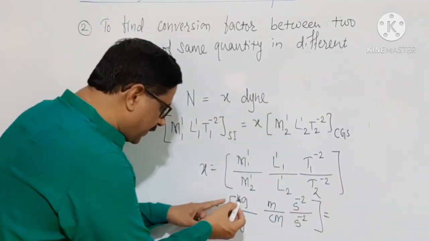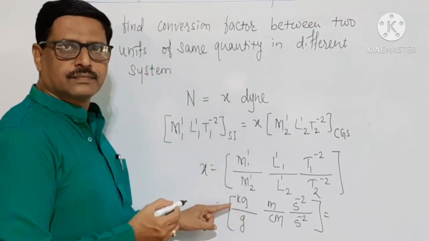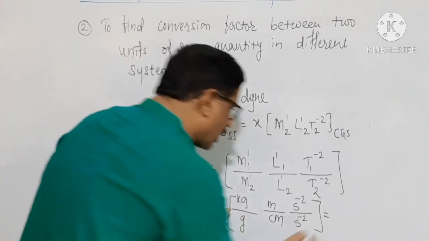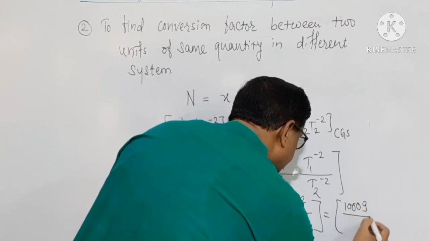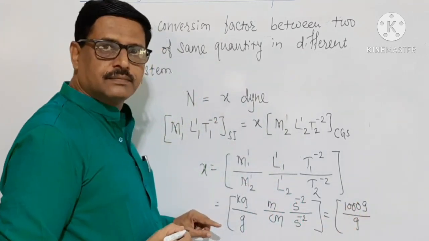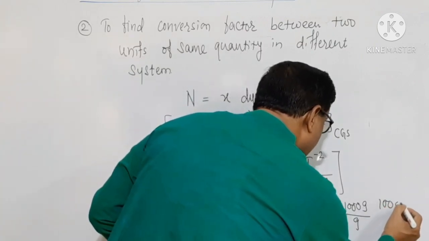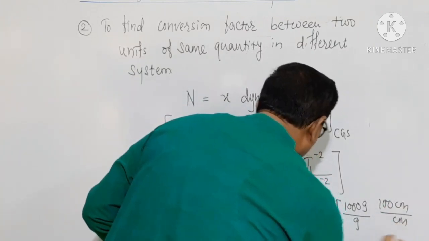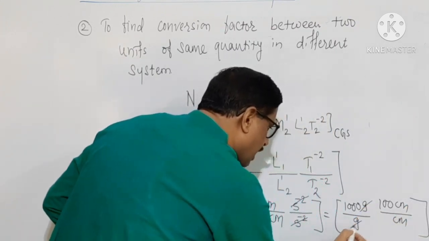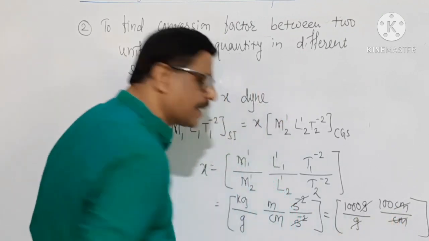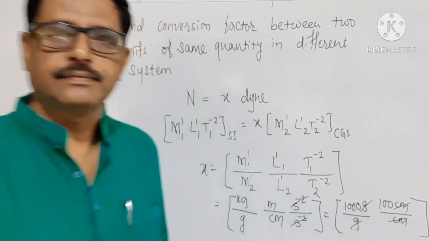And it comes out to be equal to what? 1 kilogram is equal to 1000 gram upon gram. 1 meter is equal to 100 centimeter upon centimeter. Here second raised to minus 2 gets cancelled. Here the gram gets cancelled, centimeter gets cancelled. What remains here is 1000 into 100.